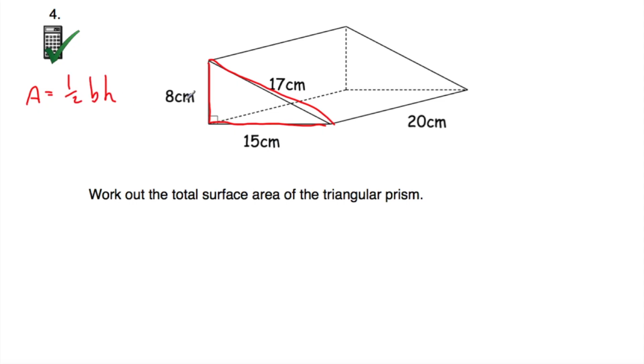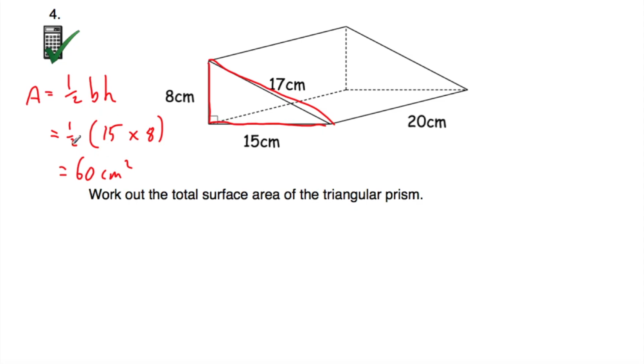So if we do half the base times the height, we'll get the area of that triangle. And that will be equal to half of the base, which is 15, times the height, which is equal to 8. So we do 15 times 8, and then we half it. 15 times 8 is equal to 120, and half that is equal to 60 centimeters squared.